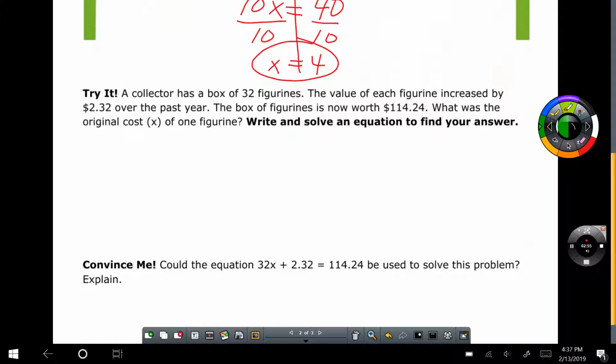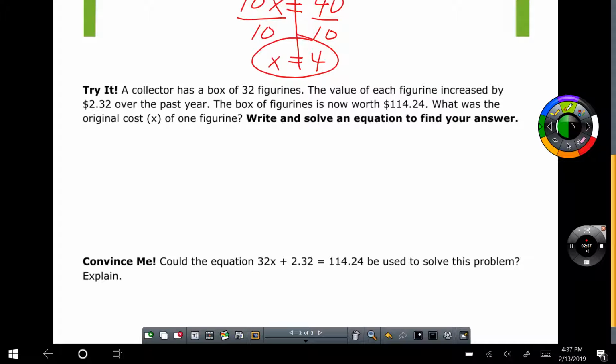Let's take a look at the first triad. You're going to be answering parts of this by yourself and entering the answer into the PlayPosit before moving on. First one. A collector has a box of 32 figurines. The value of each figurine increased by $2.32 over the past year. The box of figurines is now worth $114.24. What was the original cost? They want us to use X for the value of one of the figurines. Write and solve an equation to find your answer.